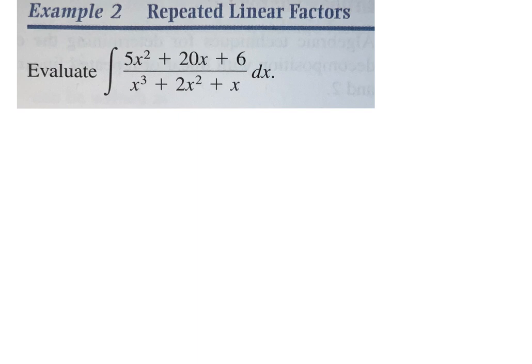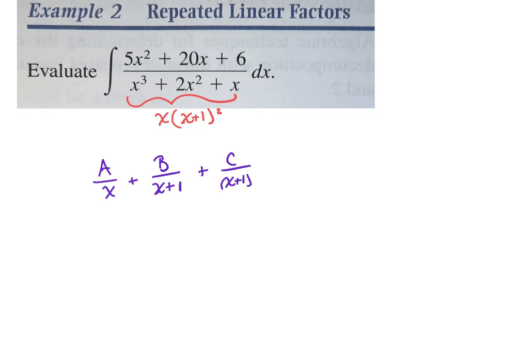The reason I'm using this one is because you have common factors. And so I wanted to remind you of what happens when you have repeated factors. This denominator factors into x and (x plus 1) squared, right? x plus 1, x plus 1. And so you have to actually do A over x, plus B over x plus 1, plus C over (x plus 1) squared.